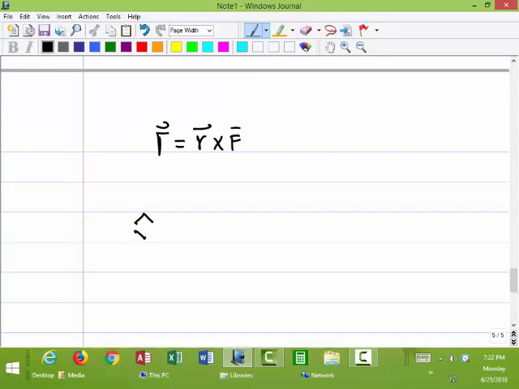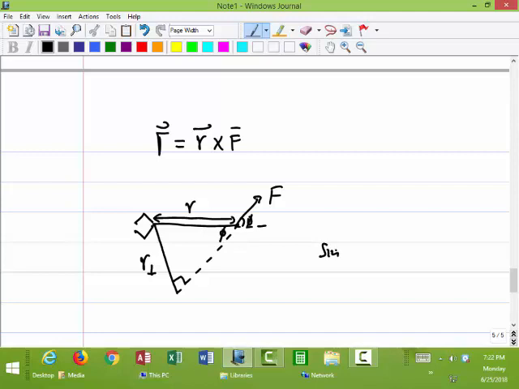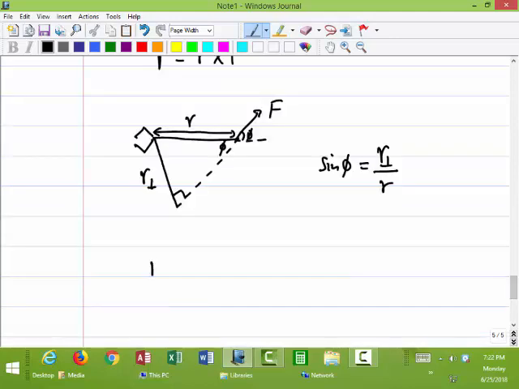So we have that this way. Our force is F, this angle is phi, and we've drawn the line of action that way. So this is perpendicular to that. So this is R perpendicular, and this is your lever arm R. So this angle is also phi, and so we can say that sine phi is equal to R perpendicular divided by R.